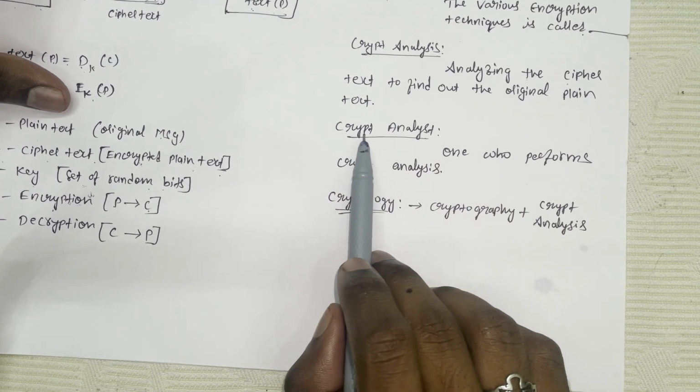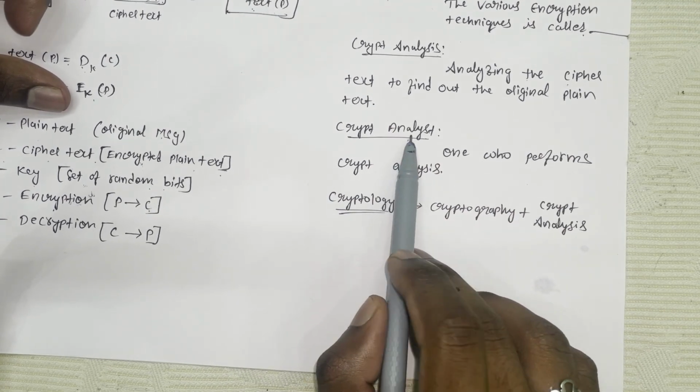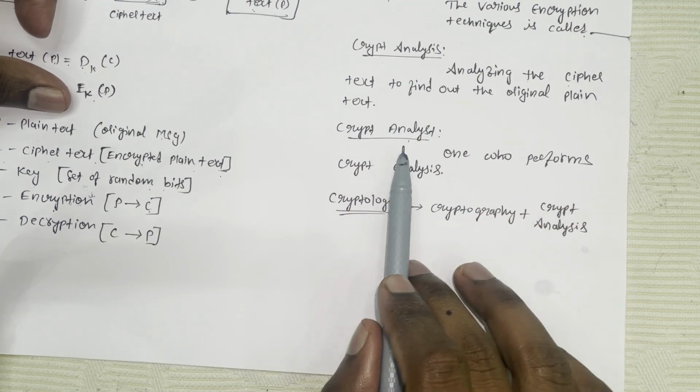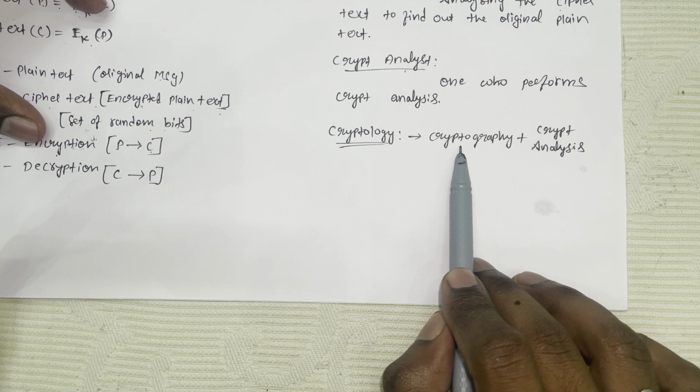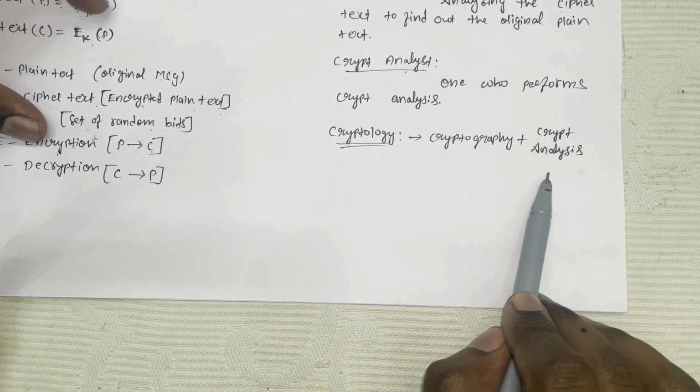And the third one, cryptanalyst. The person who does this cryptanalysis is called a cryptanalyst, in simple terms. And cryptology is the combination of cryptography and cryptanalysis.